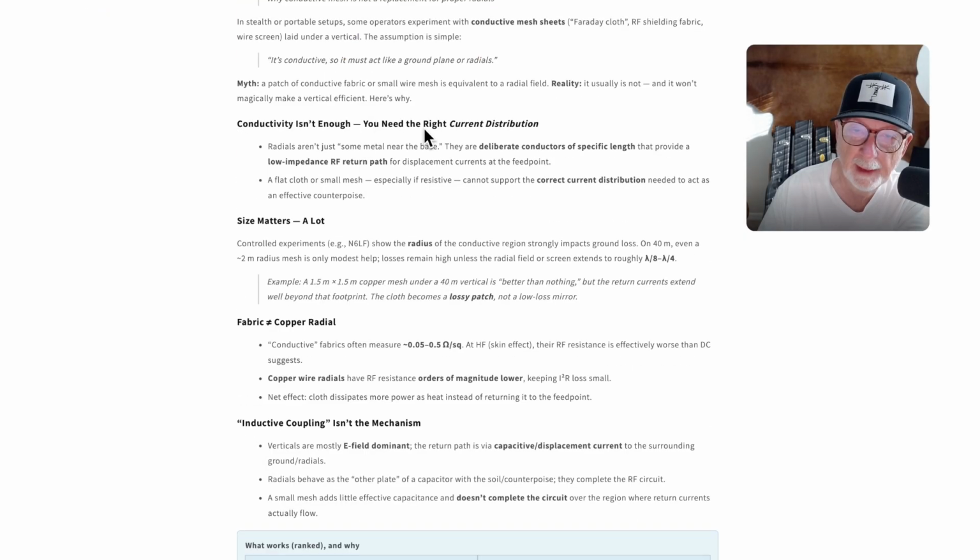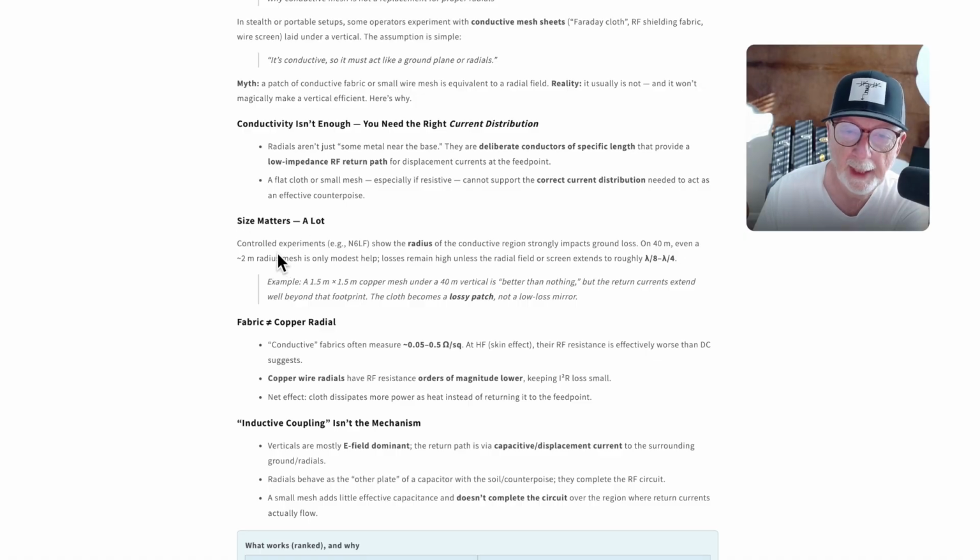Conductivity is not enough. You need the right current distribution. Radials aren't just some metal near the base. They are deliberate conductors of specific length that provide a low impedance RF return path for displacement currents at the feed point. A flat cloth or small mesh, especially if resistive, cannot support the correct current distribution needed to act as an effective counterpoise.